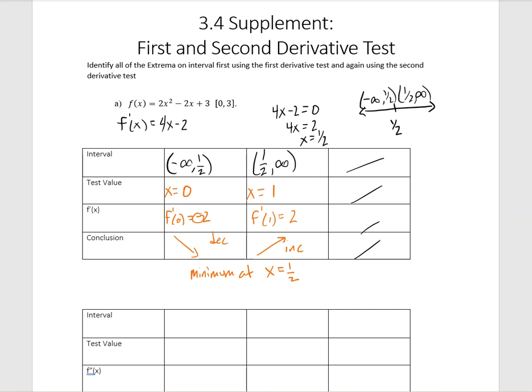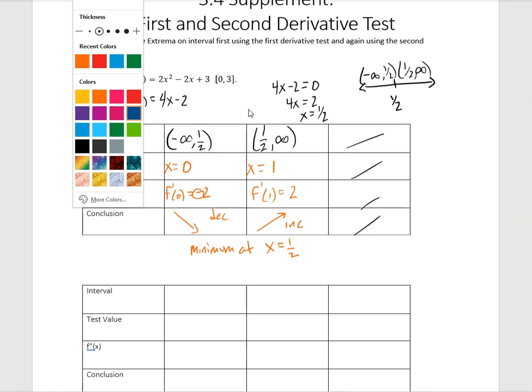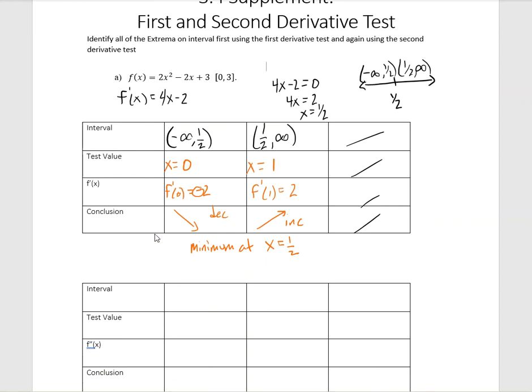Now, the second derivative, let's put that in blue. If we look at the second derivative, notice that the second derivative, the derivative of the first derivative, is 4. The second derivative is never 0. So there's no points of inflection.